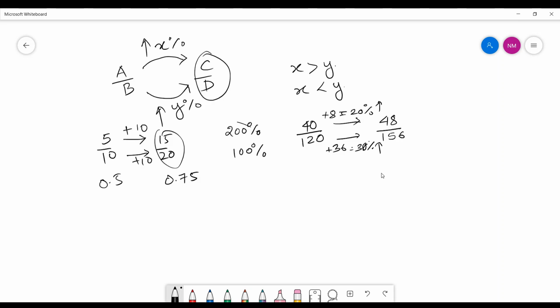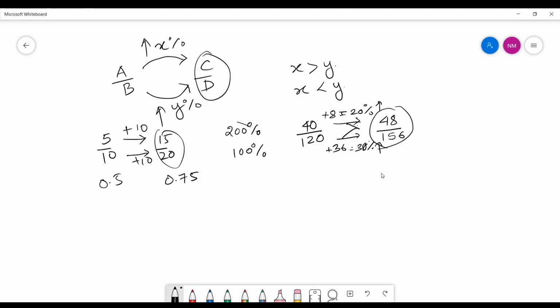So this ratio is going to be less than this particular ratio, right? Because the change in my numerator was smaller than the change in the denominator, and the denominator became the dominant factor, right?